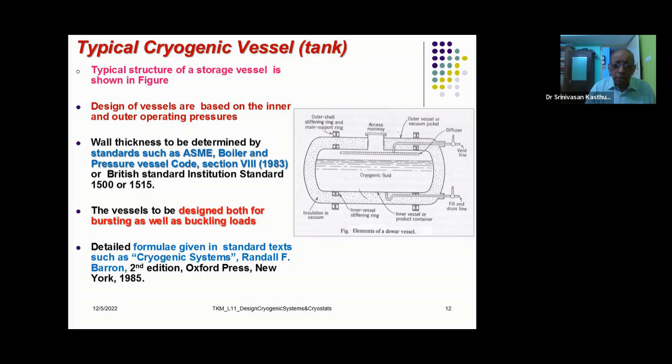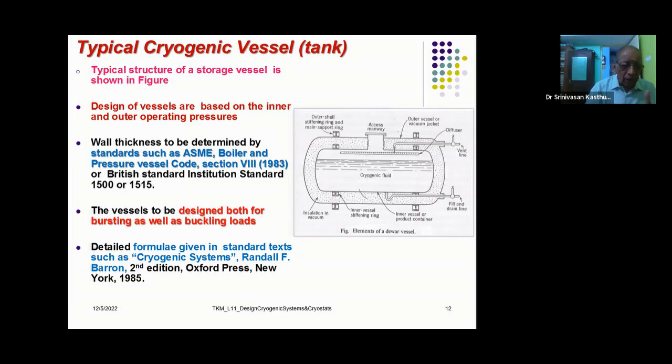The wall thickness of these vessels, first of all, ought to be determined by ASME, American Society of Mechanical Engineers, boiler and pressure vessel code, section 8. I think this is in 1983. Maybe there are better versions available now.